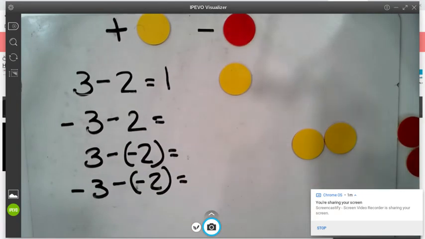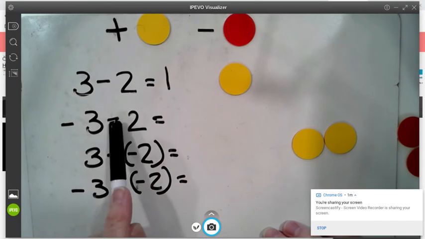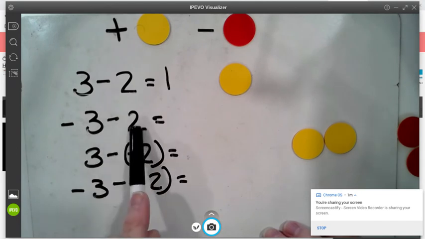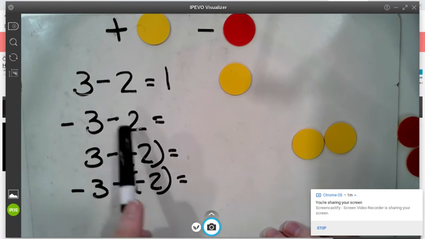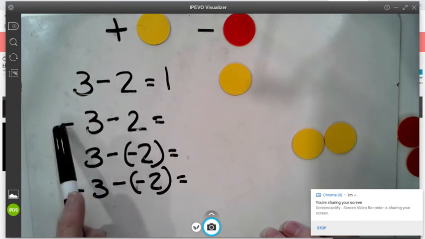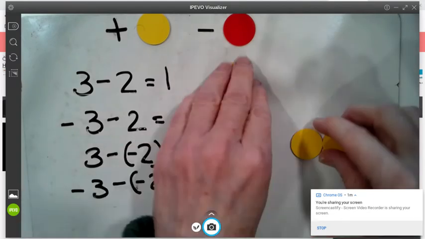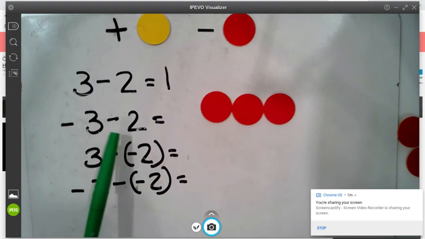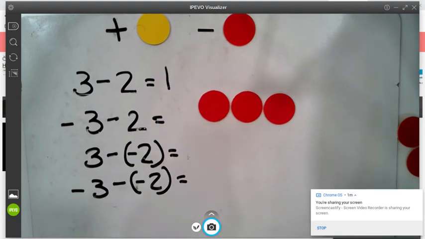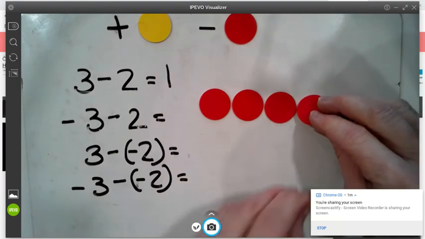I don't have to put a plus 1 in front of it. Okay? Now, the next one is negative 3 minus a positive 2. This is a positive 2. Down here, I'm subtracting a negative 2. But right here, this is like saying negative 3 minus a positive 2. So I'm going to have 3 minuses, and I have to take away 2 positives. I don't have a single positive here for me to take away, so I can add these as neutrals.